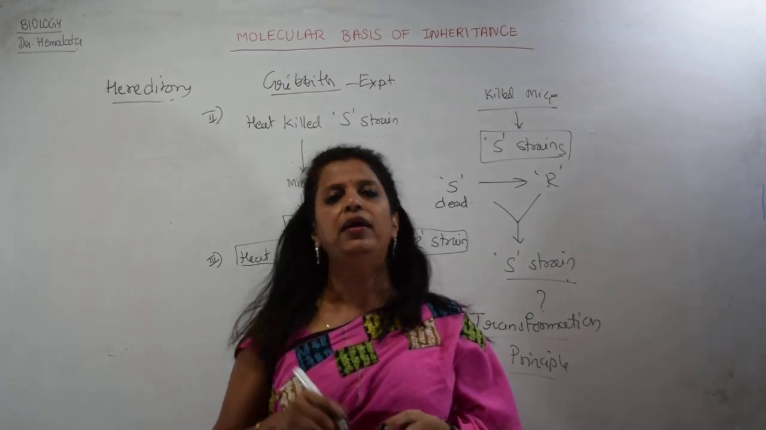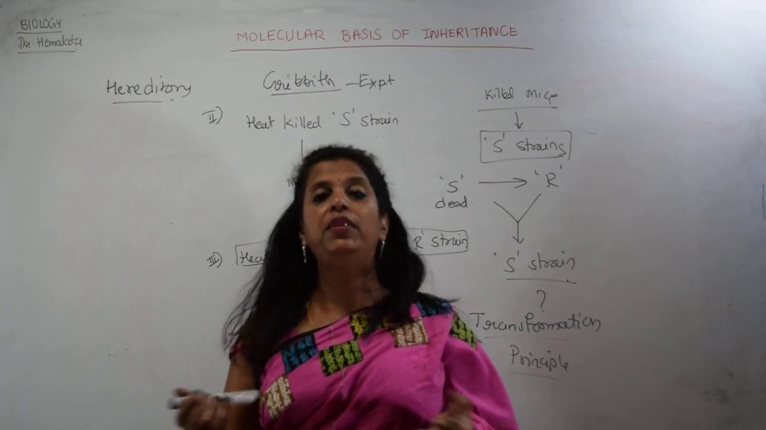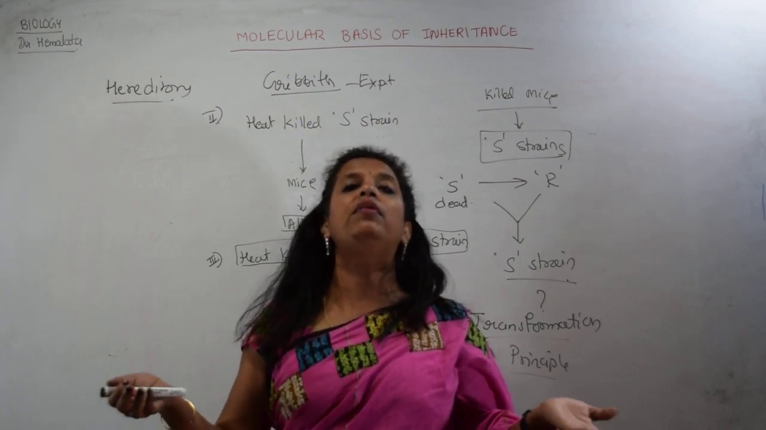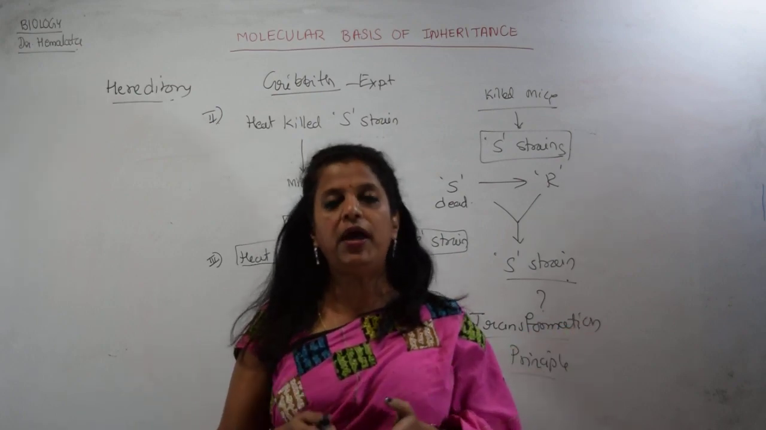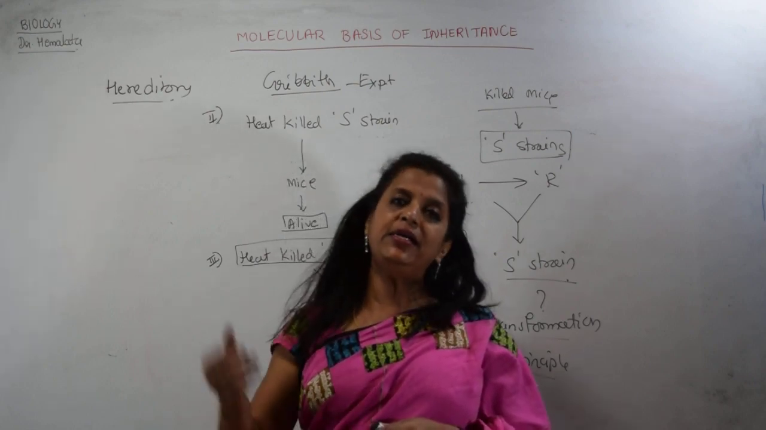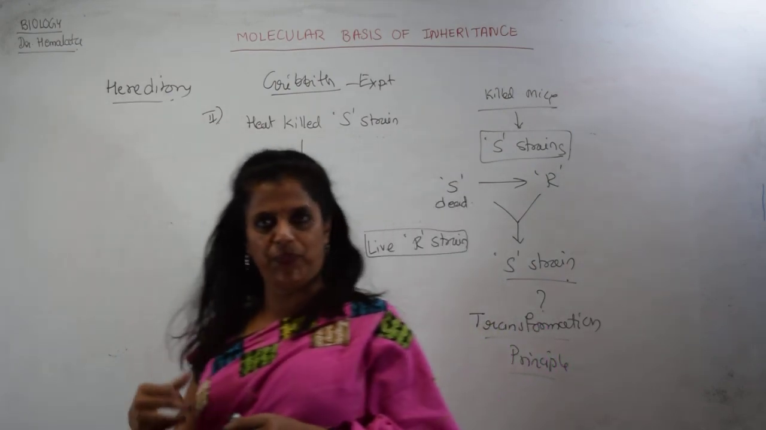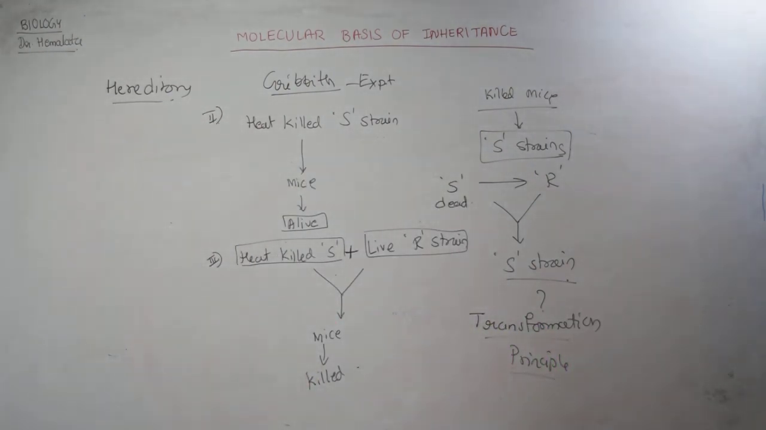Now we know that the hereditary material is DNA. But back then, when there was no proof for them, they were narrowing down their experiment. It was very difficult for them, and the next experiment was done by Avery. So I will explain that to you now. But take down whatever I have explained to you so far.